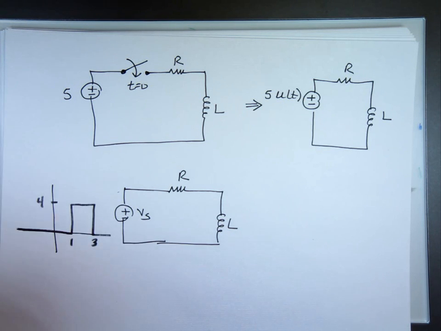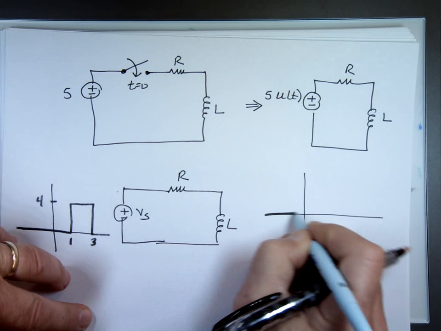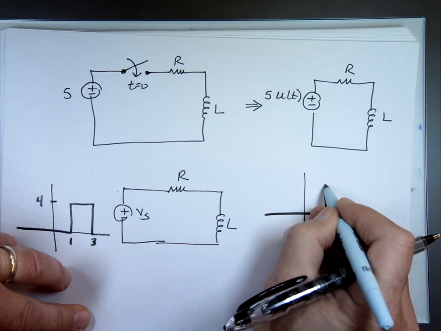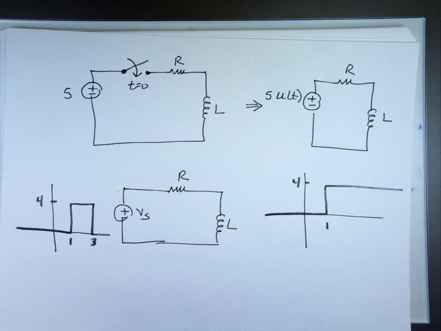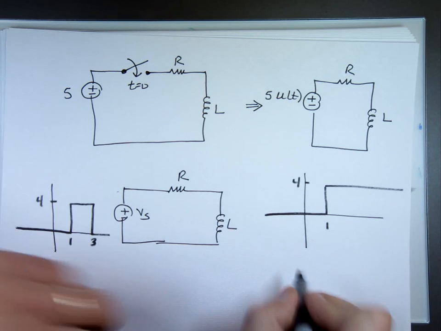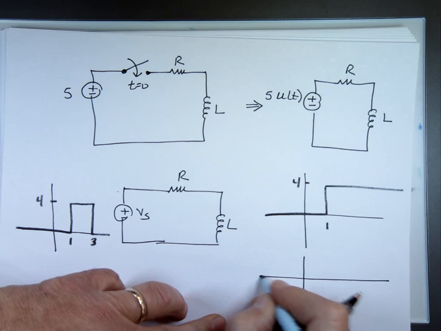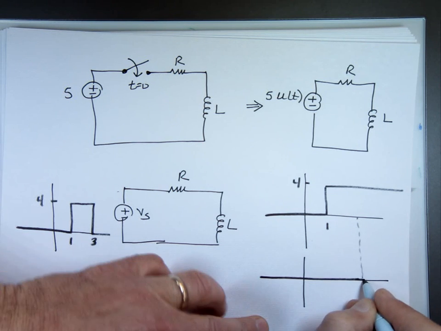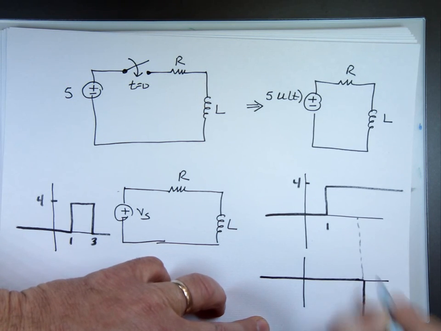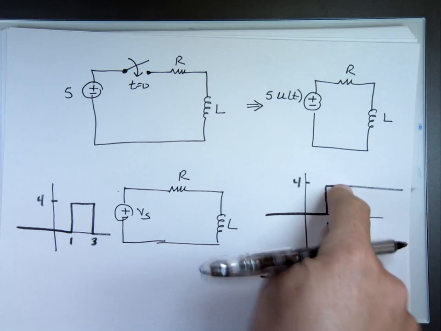Look at that source. And what about if I take this source, this goes to 4, and let me add to it this source. What would you have if you take this and add to it that?